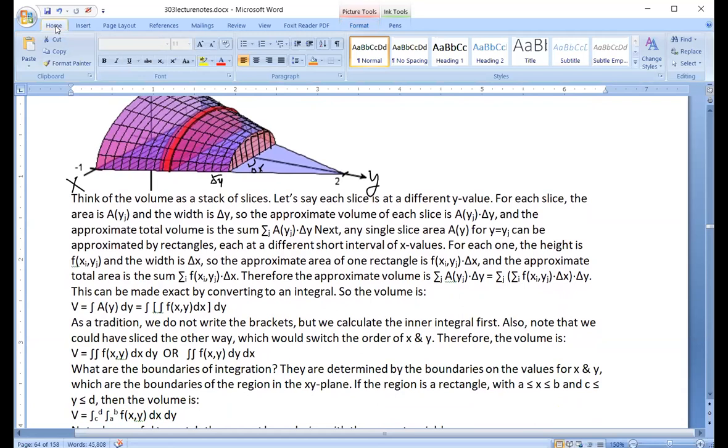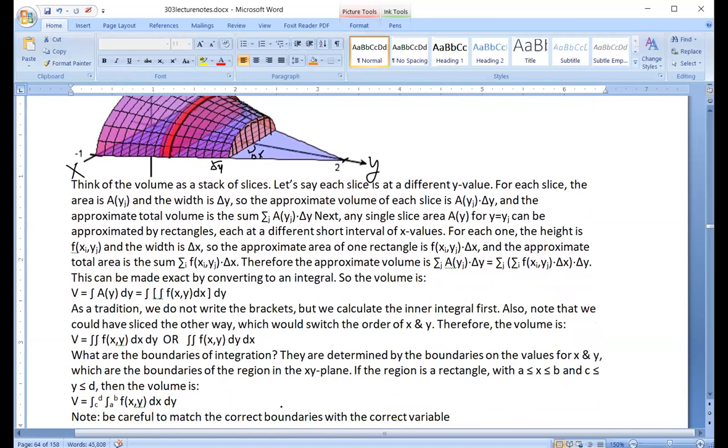So in that case, the volume is the integral from c to d, the integral from a to b, f of xy dx dy. And of course, again, remember to match the proper boundaries with the proper variable. Think in terms of inside integral and outside integral.